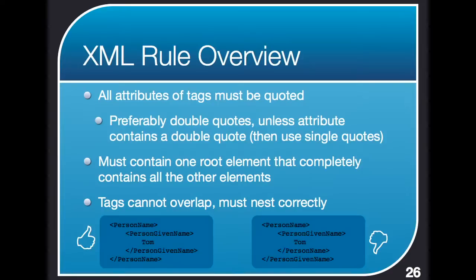A little bit more overview of the rules. All attributes of tags must be quoted. Usually double quotes, but if you've got a double quote in there, you can use single quotes. But they have to match. You can't use a double quote at the beginning of the value and a single quote at the end. It needs to be both double quotes or both single quotes.